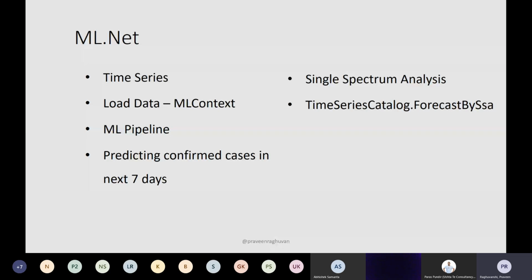For this I'll be using singular spectrum analysis. This is one of the ways of performing a time series analysis, very similar to moving average and ARIMA. There are different ways of performing time series analysis based on the data set or the problem statement that is available to you. But at present, ML.NET only supports singular spectrum analysis, so I'll be using that one only for my demo.